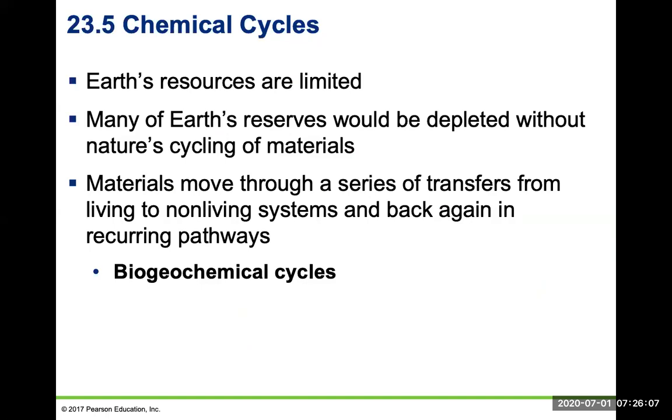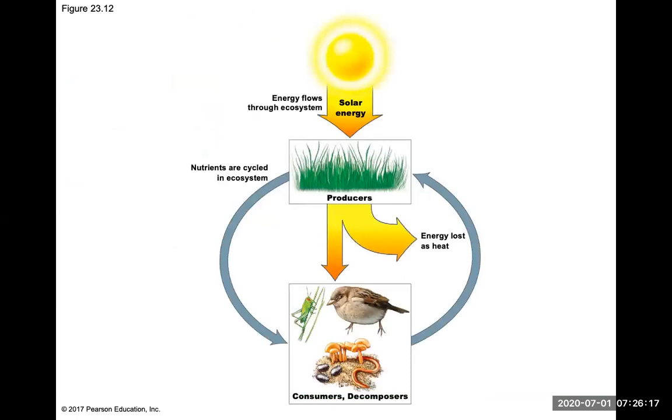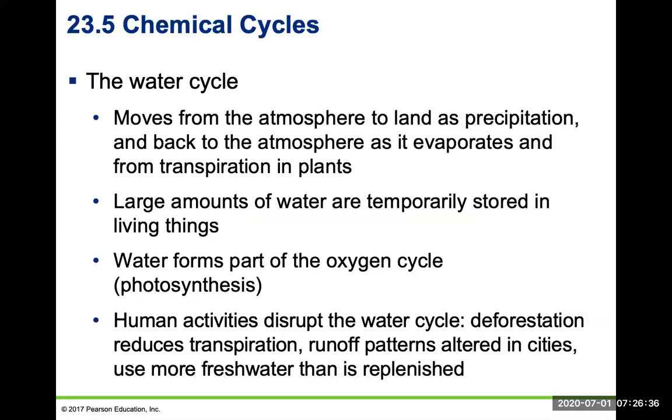So then we have several chemical cycles. These are biogeochemical cycles, where materials move through a series of transfers from living to non-living systems and back again in recurring pathways. And I'll let you guys look through here. This is the photosynthesis cycle. Energy flows through the ecosystem. Producers create the glucose, which supplies nutrients to primary consumers and decomposers. Energy is lost as heat. The water cycle, I'll let you guys work through this one on your own. This is the big one, where water comes to land as precipitation and then back to the atmosphere as it evaporates, and from transpiration in plants.